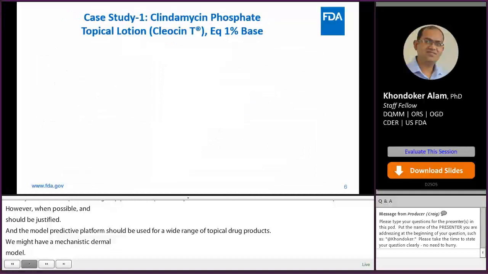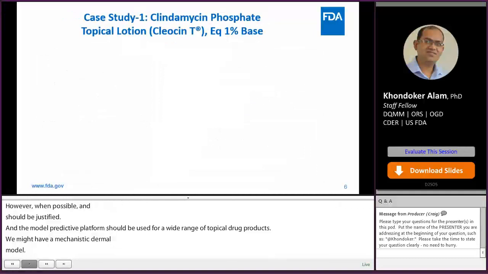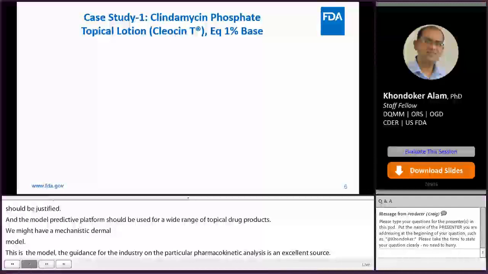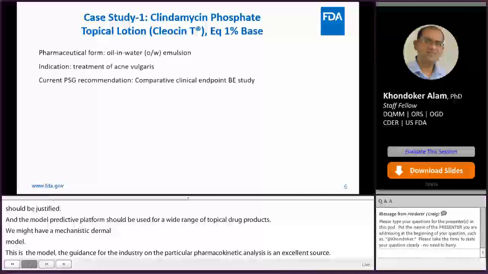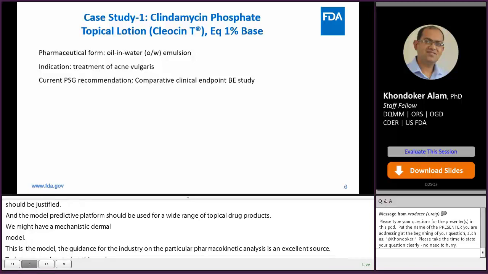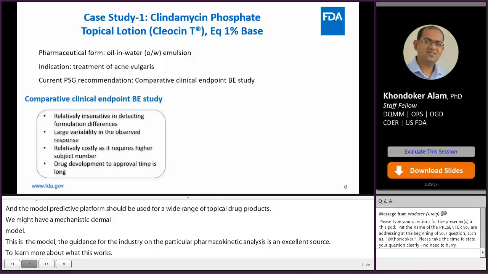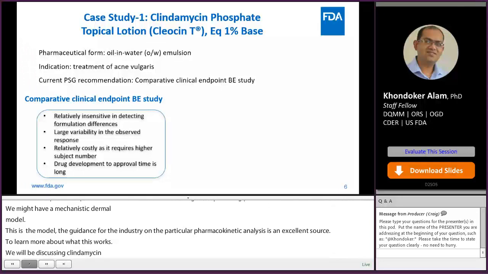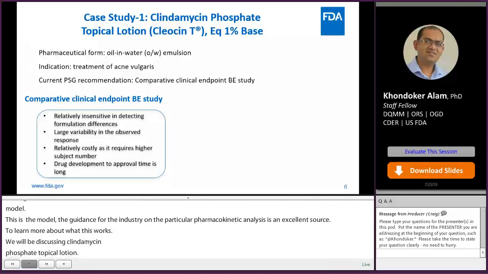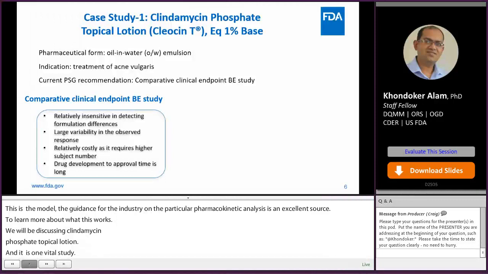Case study 1. Here I will be discussing product-specific challenges of clindamycin phosphate topical lotion. This is an oil in water emulsion indicated in the treatment of acne vulgaris. Our current PSG recommends comparative clinical endpoint bioequivalence study. However, this study may not be sensitive enough to detect formulation differences. We may see large variability in the observed response. The study is also costly as it requires a higher number of subjects, and the entire drug development process may be also lengthy.